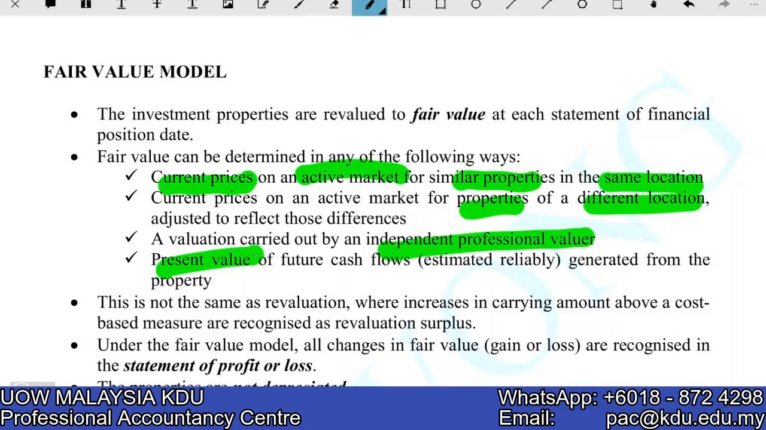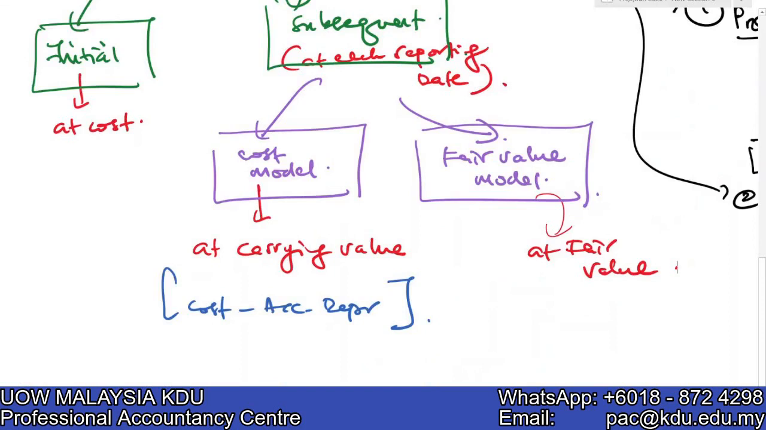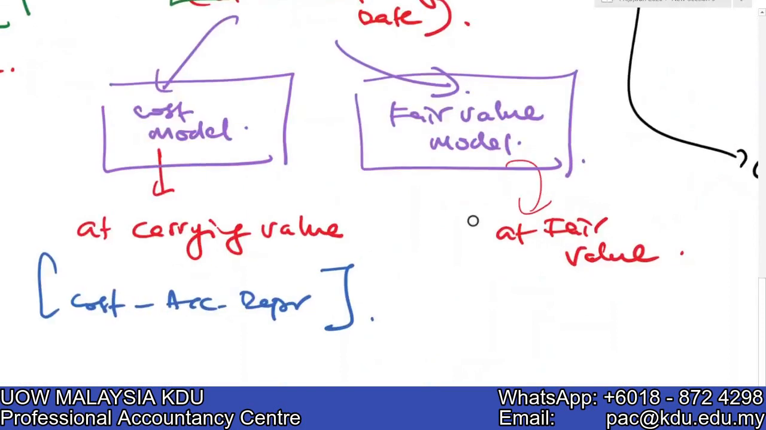Now, what is the difference between the fair value model and the revaluation model? For PPE, if we use the revaluation model, our assets are revalued. If it's revalued upwards, debit where, credit where? Debit PPE, credit revaluation reserve, if the asset is revalued upwards. If you go into revaluation reserve, you will go into your OCI. Is that right? Okay, that is the revaluation model.